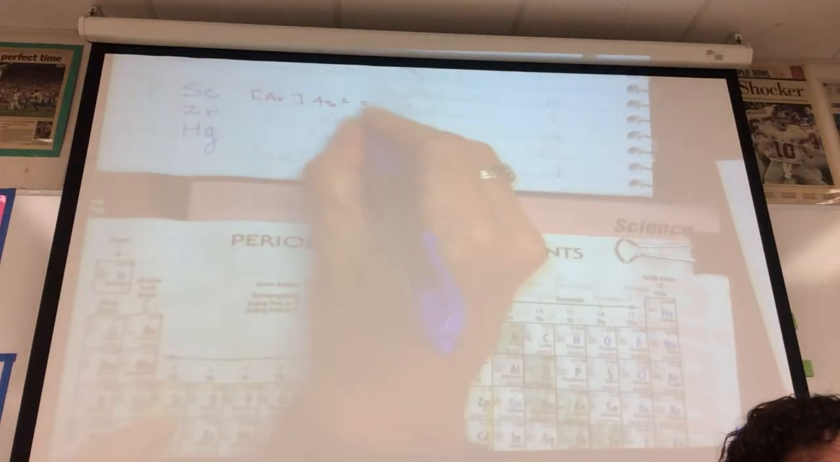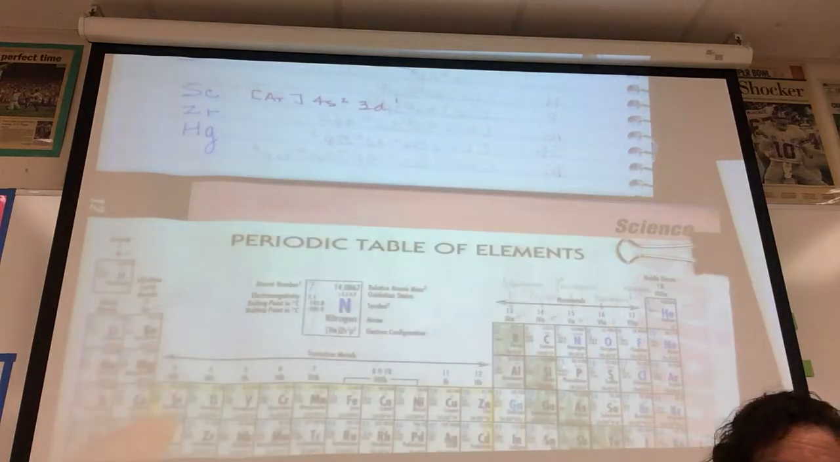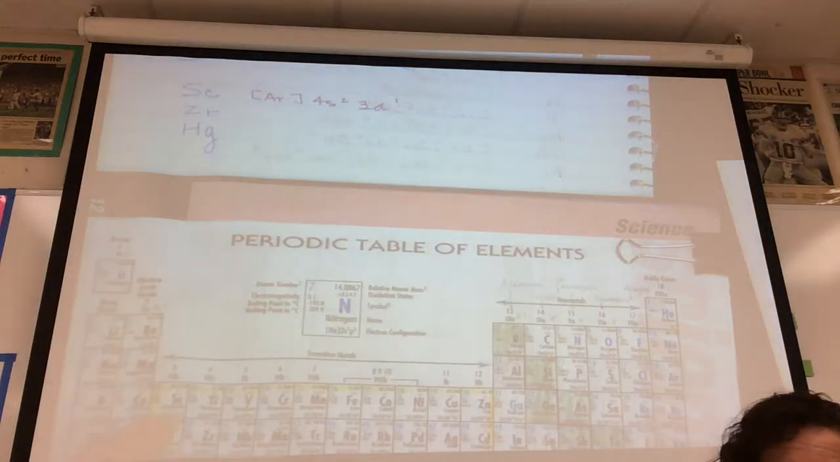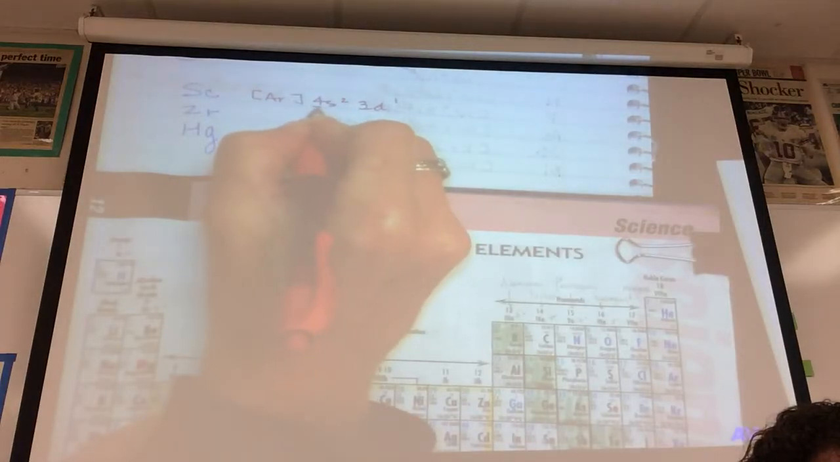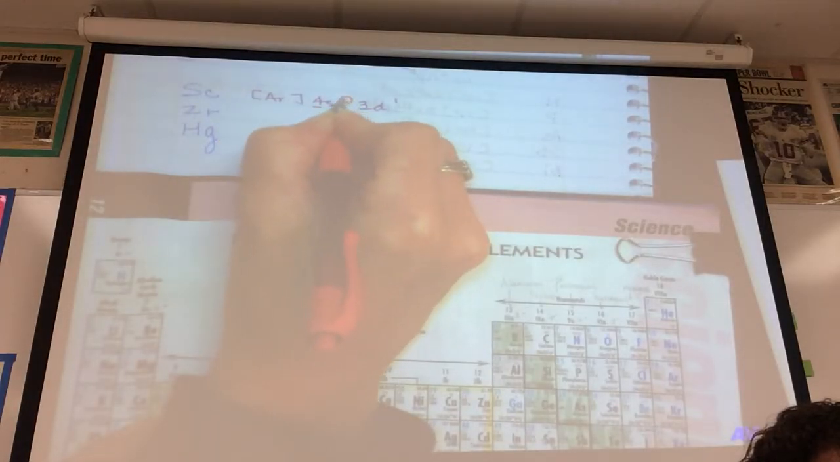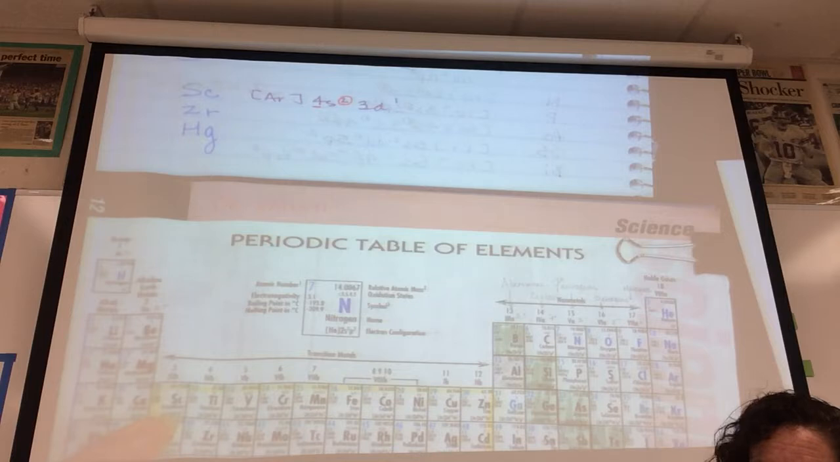3d1. The number before d is one less than the row you're in. Valence electrons: you look at the highest value of n, which is 4, s and p only, so 2 valence electrons.